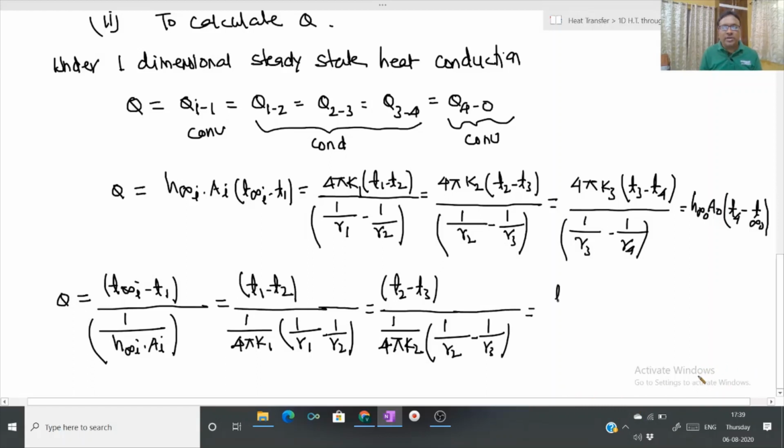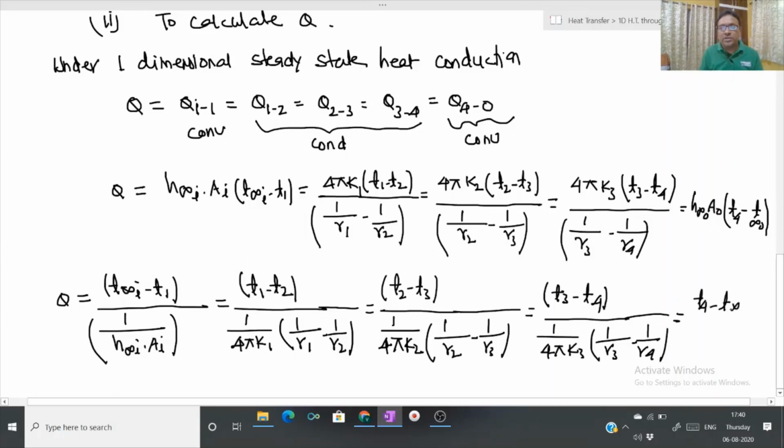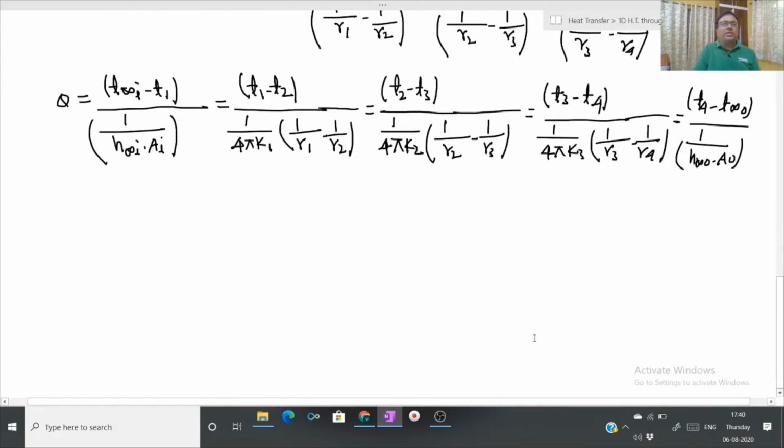The fourth equation can be written as T3 minus T4 over 1 over 4 pi k3 into 1 over R3 minus 1 over R4, and the final equation can be written as T4 minus T infinity O over 1 over h infinity O into A O. This way I can modify the above equations in the form of a temperature difference and a denominator parameter.